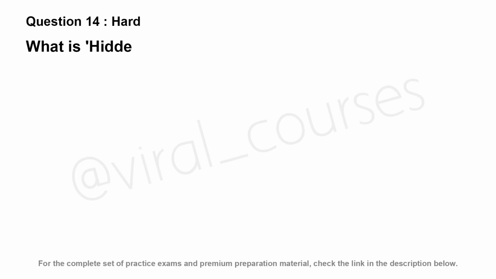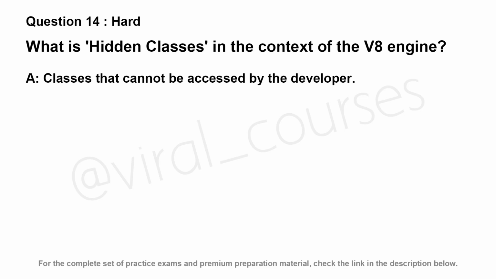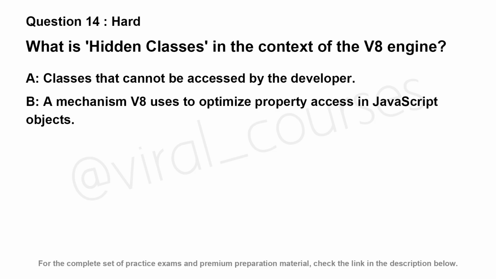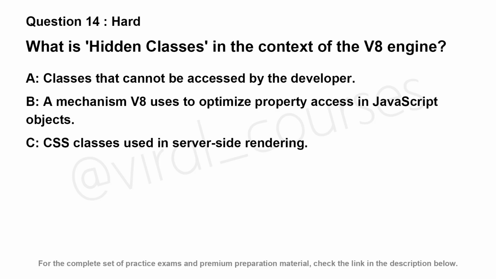What are hidden classes in the context of the V8 engine? Option A. Classes that cannot be accessed by the developer. Option B. A mechanism V8 uses to optimize property access in JavaScript objects. Option C. CSS classes used in server-side rendering. Option D. Private class fields in ES6.